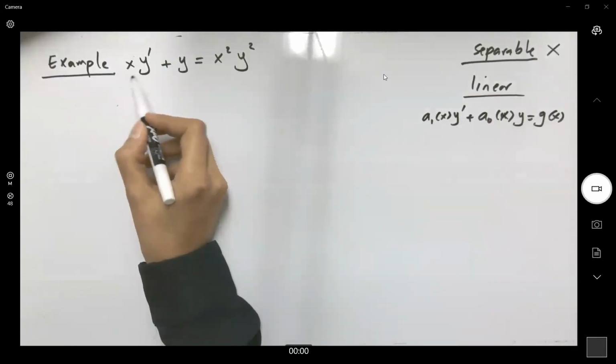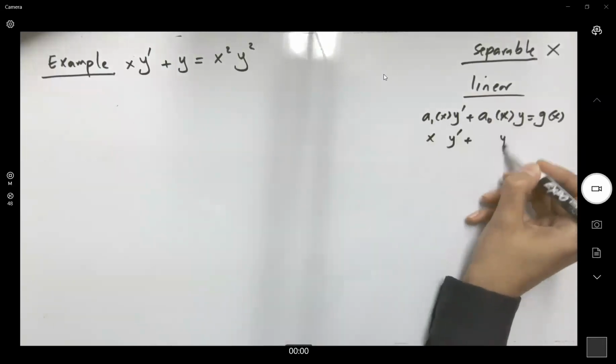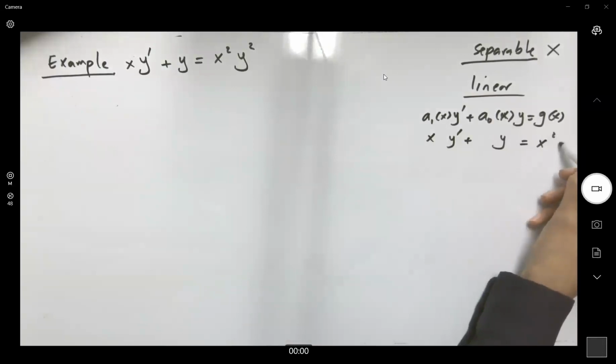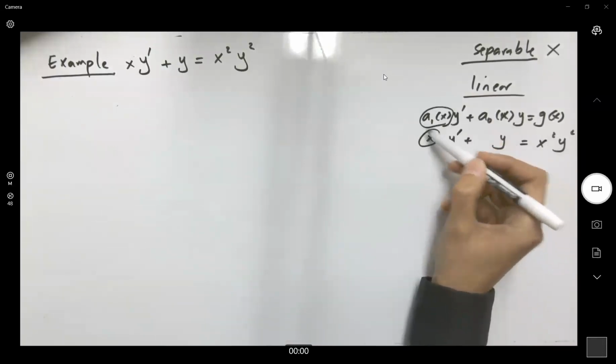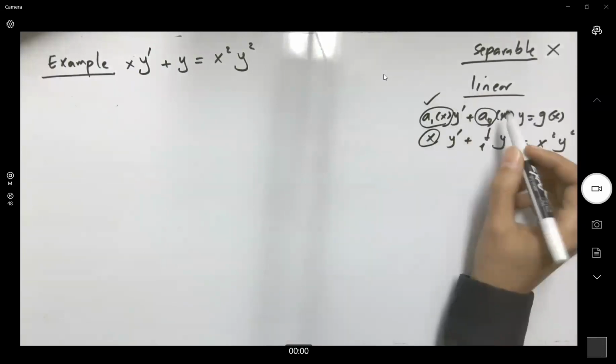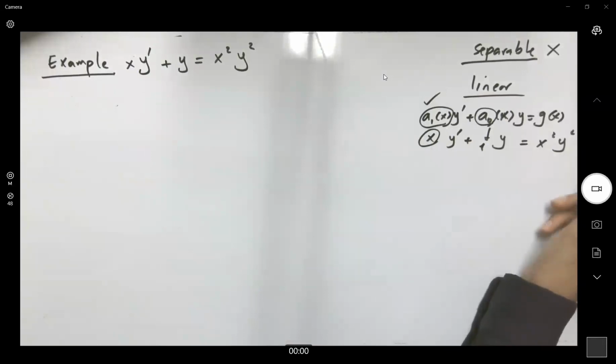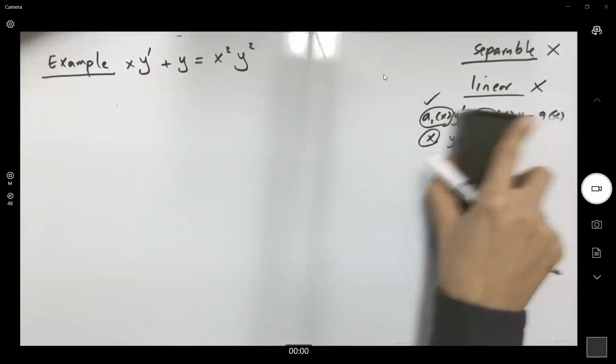So here I'm okay with x. I have x y prime plus y equals x squared y squared. So far so good. x is a1 of x, and a sub 0 of x is just 1. So it's good so far. But when you look at the right-hand side, you have an extra y squared. What are you going to do with this? So it is not linear.